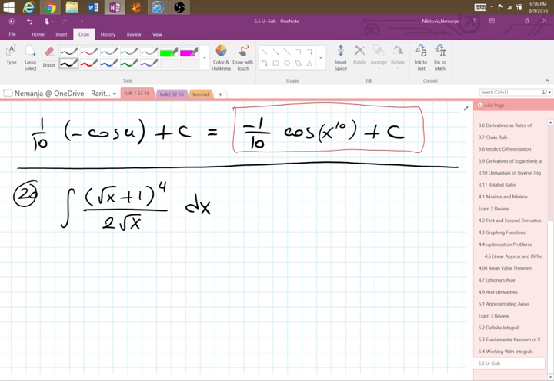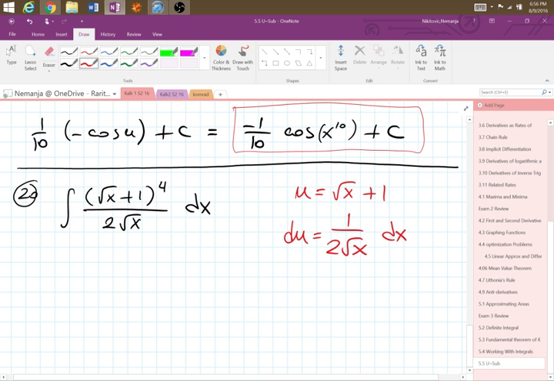Okay, so let's take a look at this. u equals square root of x plus 1. That means that du is equal to the derivative of square root of x, which is 1 over 2 root x, and then we put the dx afterwards. So now we see this, right? That's that. So that's du.